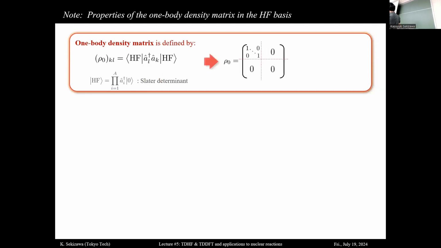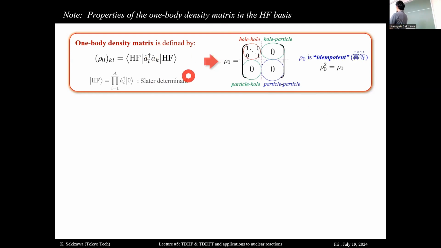Since in the Hartree-Fock state we have occupied states up to the Fermi energy, and after that all the states are empty, this one-body density matrix has a very simple form, like this. It has only one as a diagonal component for the hole states, and the others are 0. We call these the hole-hole, hole-particle, particle-hole, and particle-particle components.